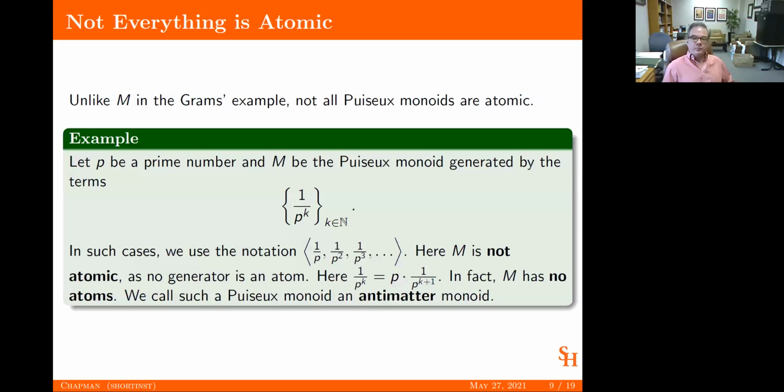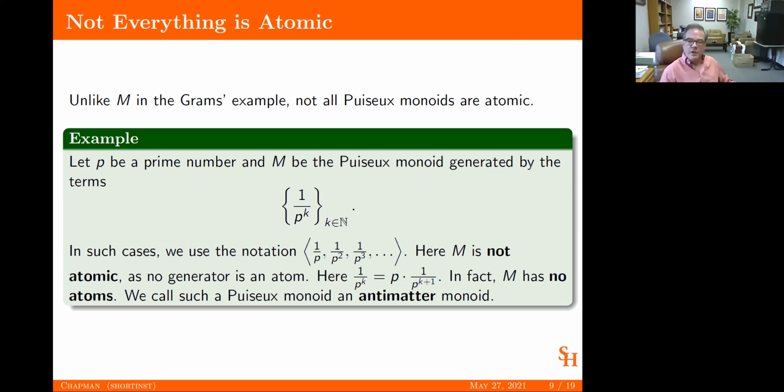Okay. Now, the monoid M in Grams's example was atomic, but not all Puiseux monoids are atomic. And let me start with a very simple one, which isn't atomic. And there's going to be no mystery in this argument. Pick your favorite prime number p and let M be the Puiseux monoid generated by this infinite sequence, 1 over p to the k, where k is a natural number.